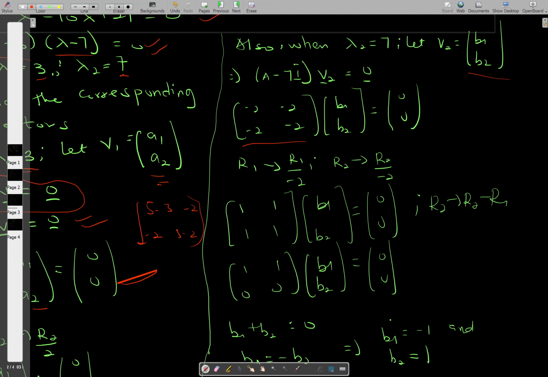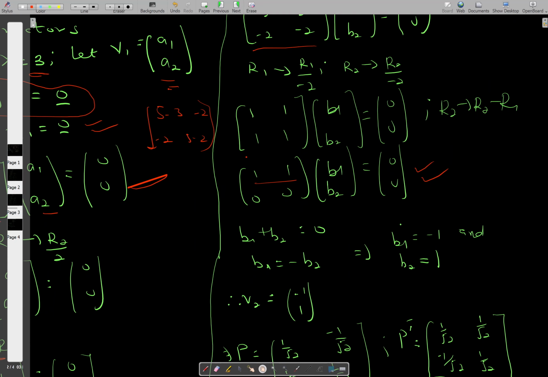So from here we can divide 2 by negative 2. When we do that, that will be 1 1 1 1, times b1 b2 equals 0 0. Okay, so we apply the elementary row operation, that's r2 onto r2 minus r1. When you simplify, we get this. So now we multiply this by the vector b1 b2. Okay, so when you do that, we have b1 plus b2 equals to 0.